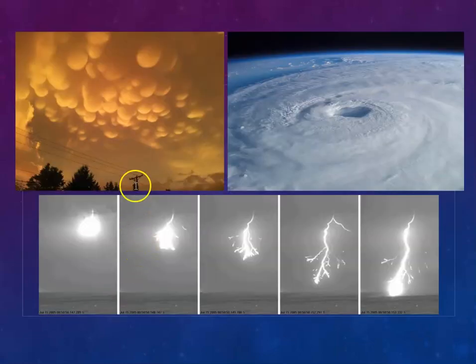What do you think some of these are? You can probably spot a couple of them. Like up here, you could probably guess that this is a hurricane. This here is lightning. But what about this guy up here?